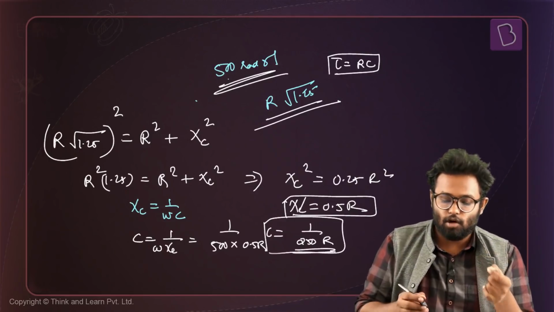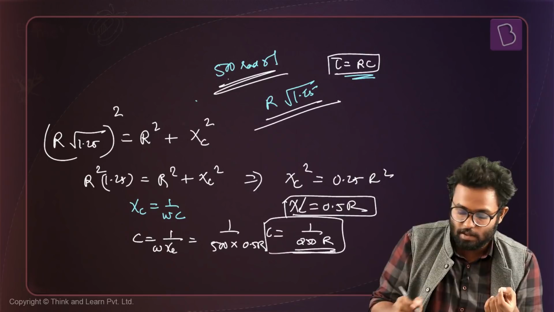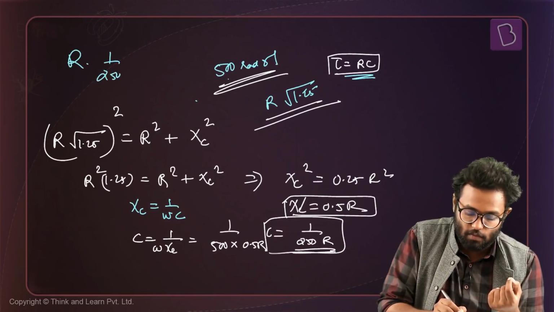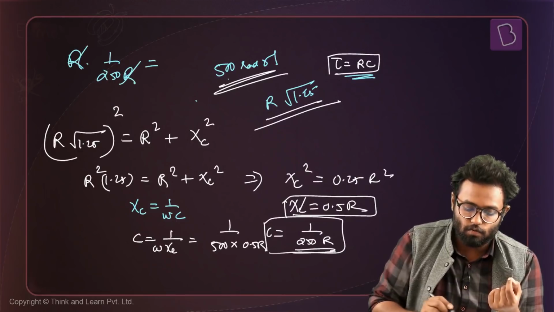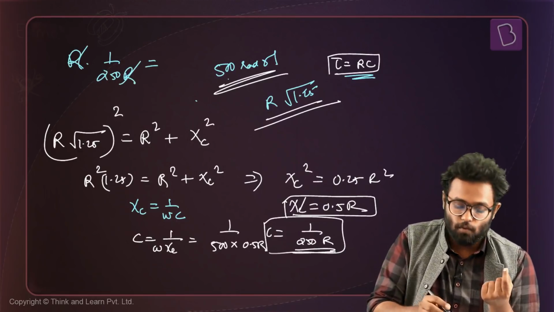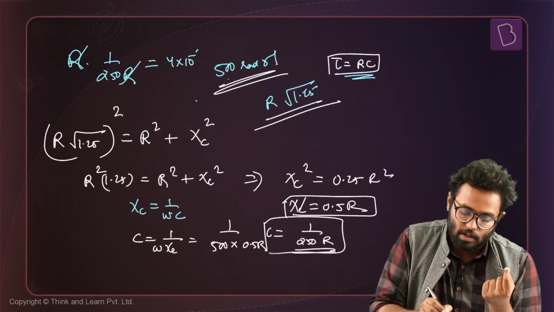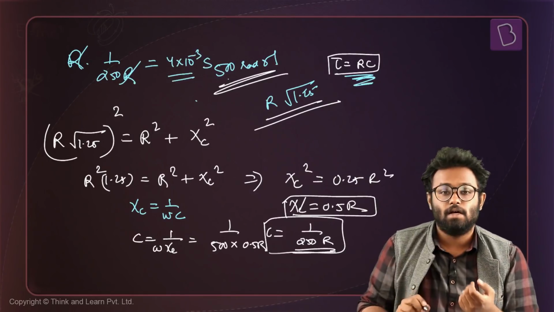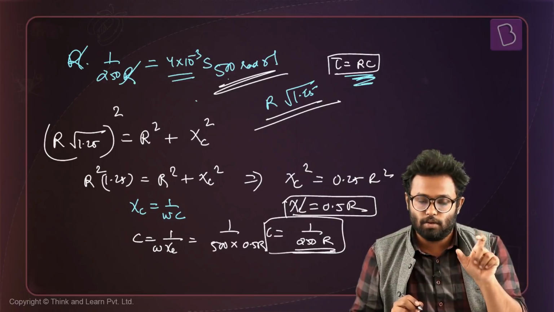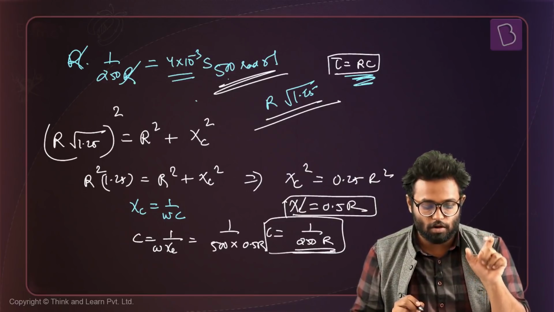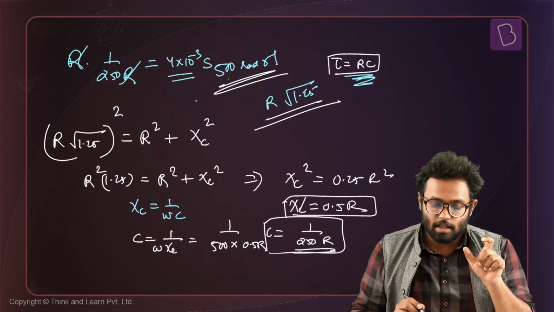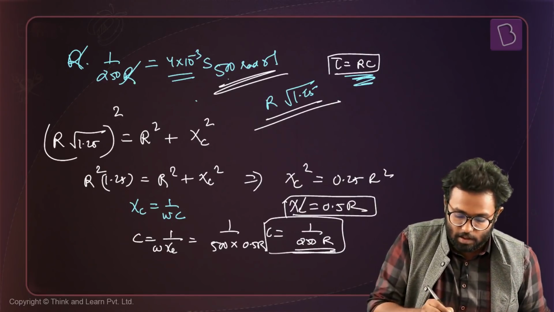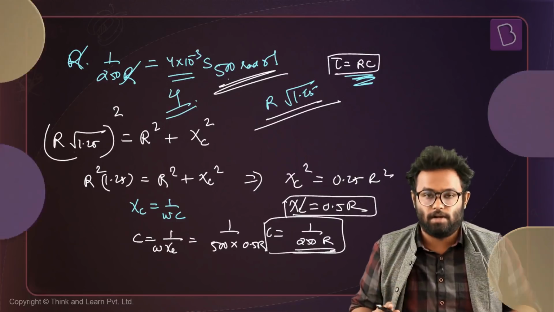Now I have to find the value of RC, that is the product of R and C. So R is R and C is 1 by 250 times R. So that becomes what? 1 by 250. That will be 4 into 10 to the power of minus 3. What's the unit of time constant? Seconds. Okay, R and C, when you multiply them, the unit is of time. So 4 into 10 to the power of minus 3 seconds. And the question says to find it in milliseconds. That's clearly 4 milliseconds.